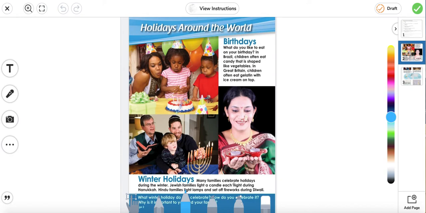Winter holidays. Many families celebrate holidays during the winter. Jewish families light a candle each night during Hanukkah. Hindu families light lamps and set off fireworks during Diwali. What winter holiday do you celebrate? How do you celebrate it? Why is it important to you and your family?